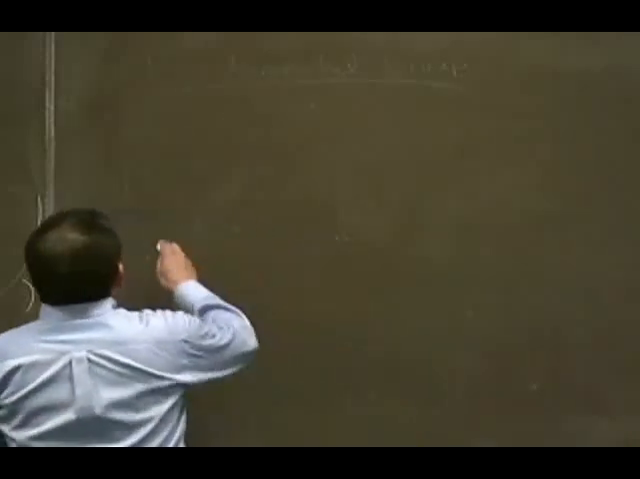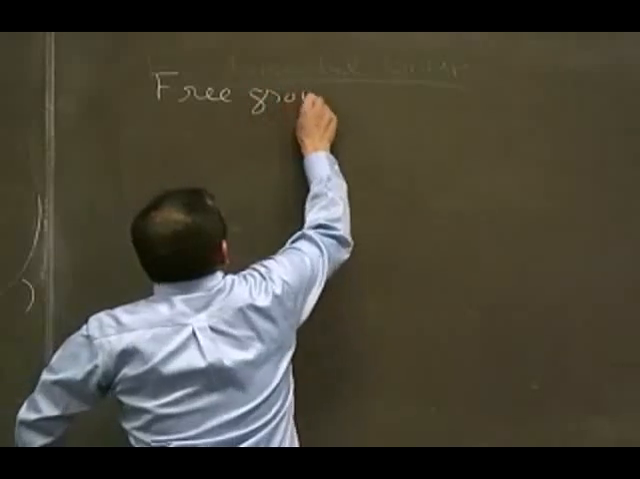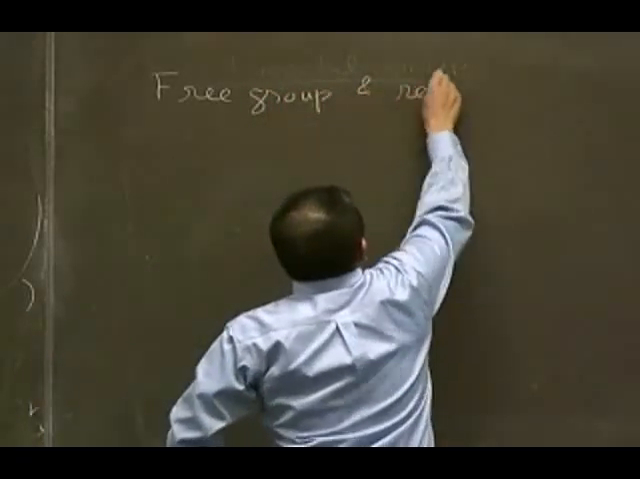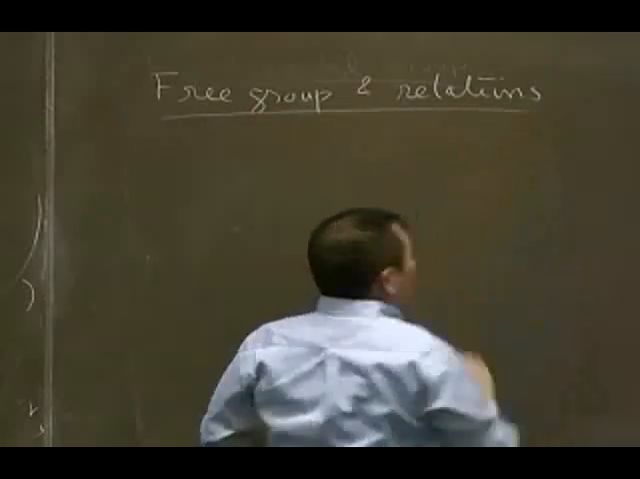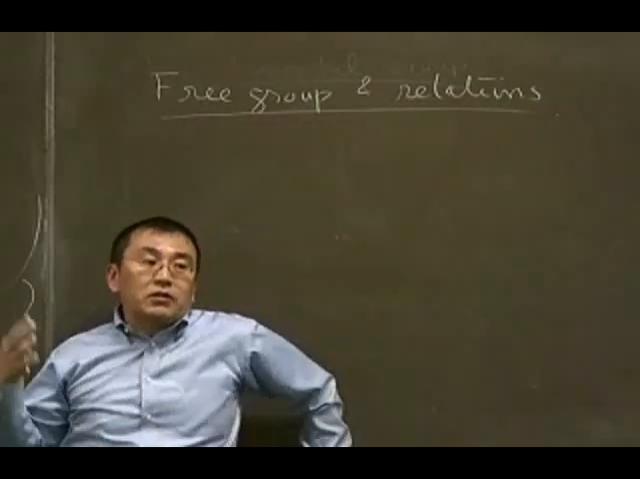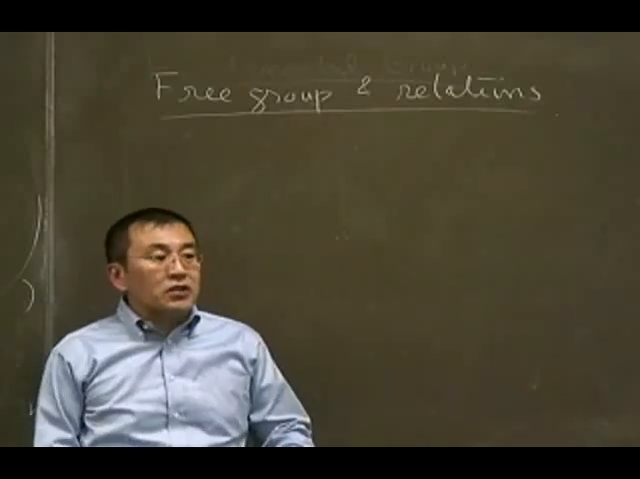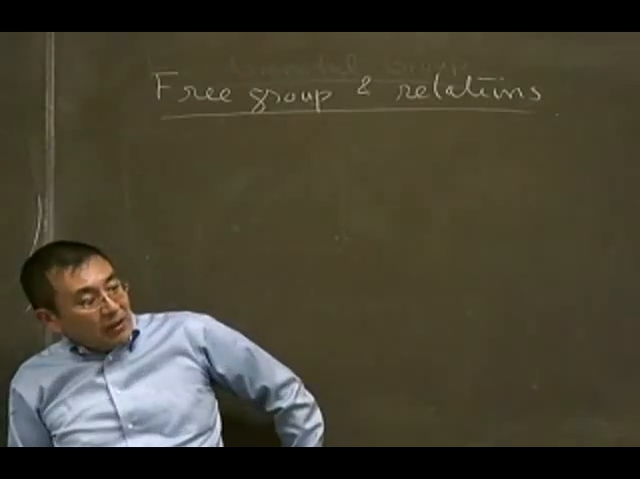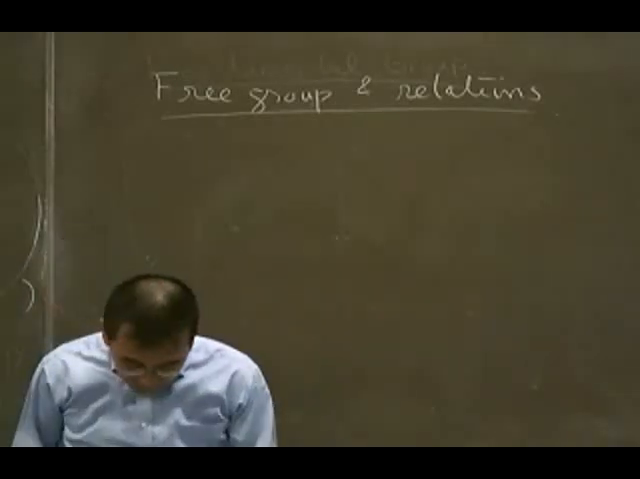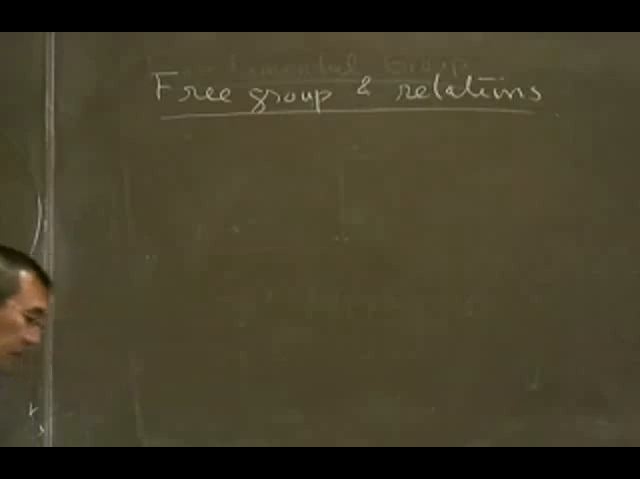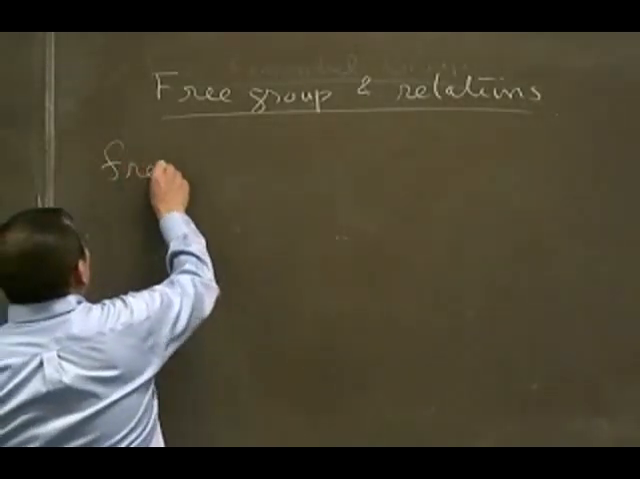So one way to describe those is to introduce a notion of free group and relation. One way to describe a discrete group is to introduce first a free group and then impose some relation. And you can show that any finitely generated discrete group can be described in this way. So let me explain that. First let me define what a free group is.